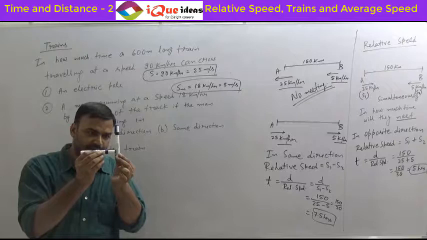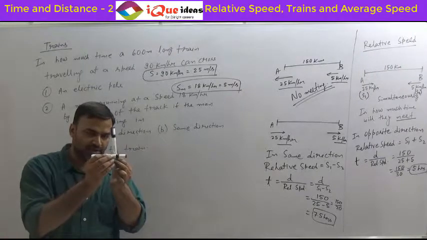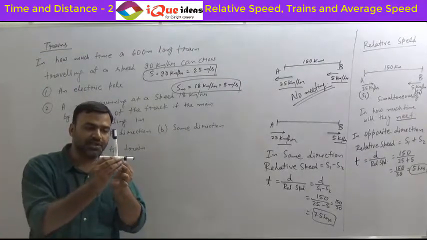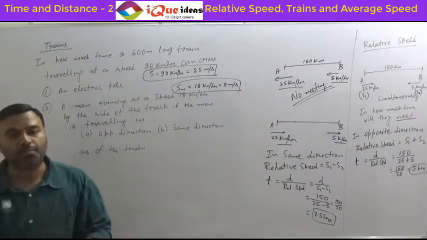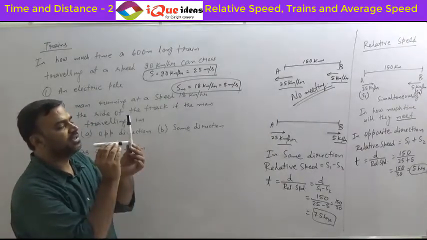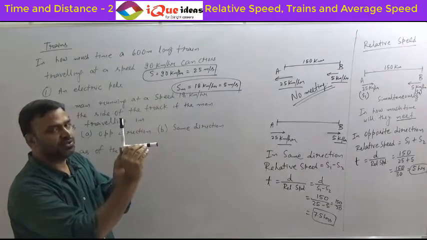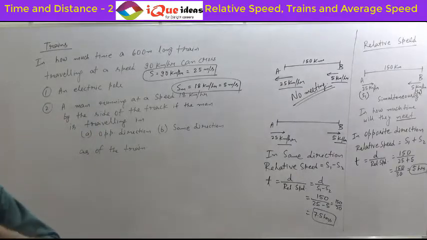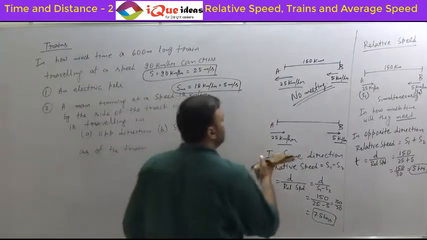When the train's head point, or first point, touches the electric pole, you start counting. When the train's last point touches the electric pole, stop counting. So the duration of this process is the time taken by the train to cross the pole. Now see, what is the distance traveled by the train? The distance traveled by the train is its own length, right? From this position to this position. So remember, whenever a train has to cross a simple point, it covers its own length.